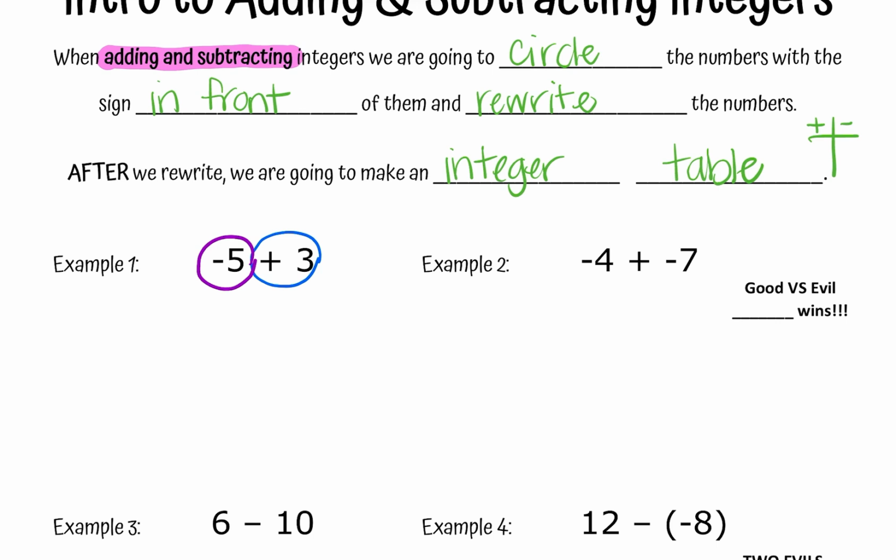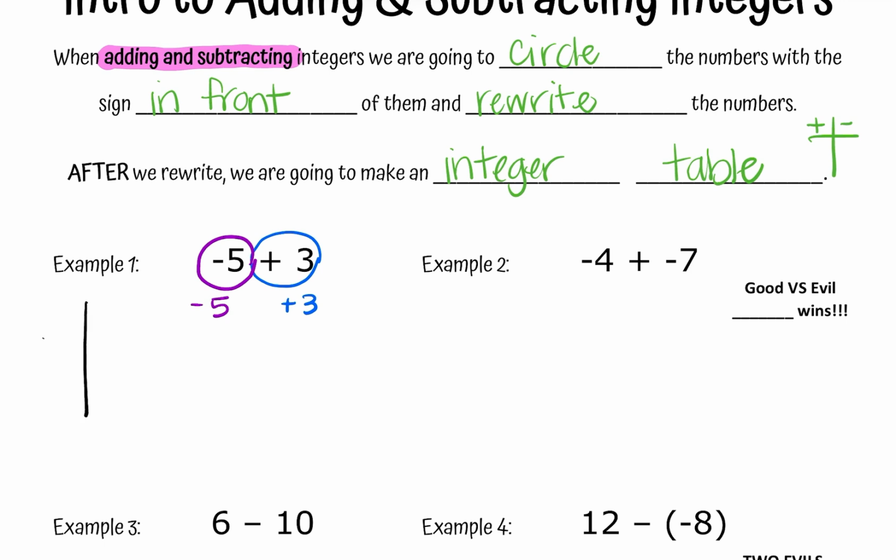Now we are going to do the rewrite step. What is inside my first circle? That is a -5. What is inside my second circle? That is a +3. Now I'm not thinking about this as an add and subtract problem. I'm separating them into two separate integers. So I have a -5 and a +3, and then I'm going to put those on my integer table.